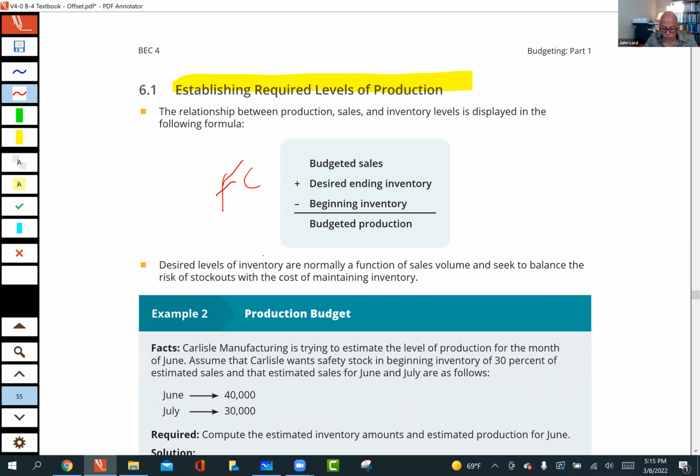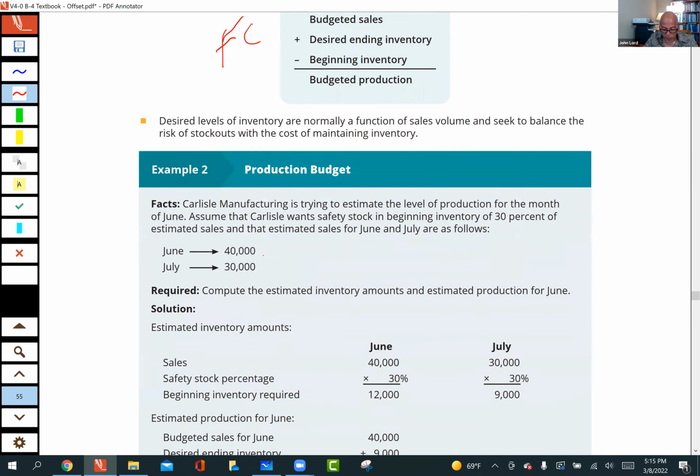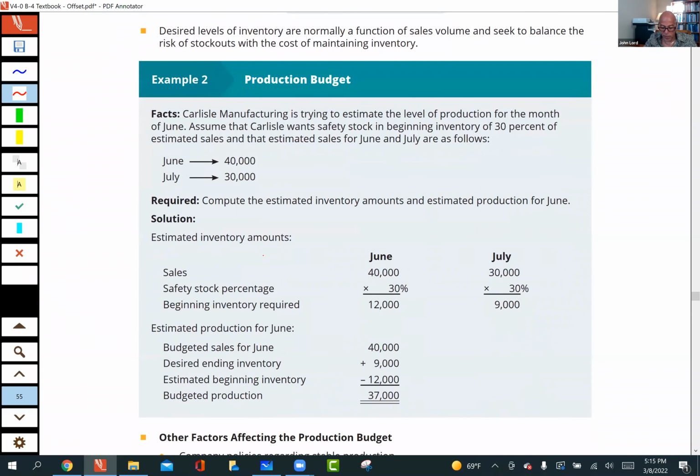Okay, so you just come over and take a look here, and they tell us that Carlisle Manufacturer is trying to estimate the level of production for the month of June. Assume that Carlisle wants safety stock, that's what's left over, the desired ending inventory, and beginning inventory of 30% of estimated sales, and that estimated sales for June and July are as follows: 40,000 for June, 30,000 for July, and we're trying to figure out June here, but notice we have to use what?